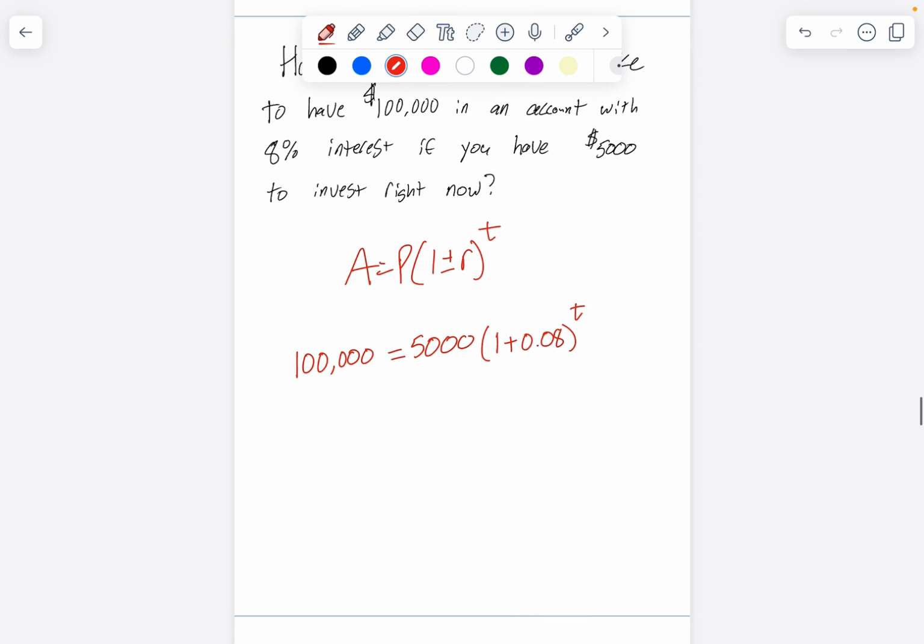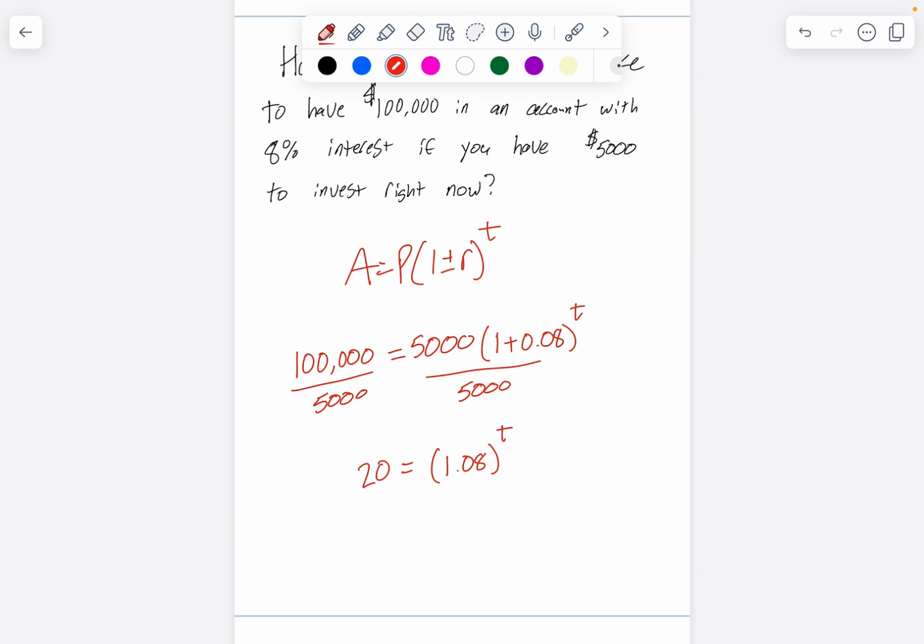And as it stands right now, we look at this and we say, okay, I'm trying to solve for T, so maybe we divide by 5,000 just as a starting point. We're going to get 20 equals, and I'm going to combine like terms over here, 1.08 to the power of T.